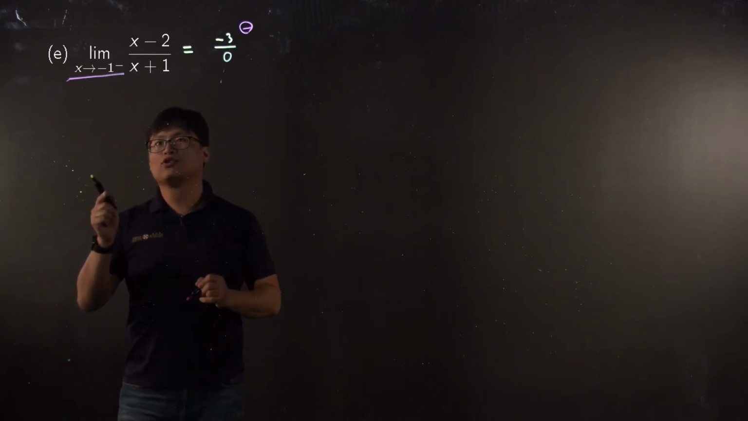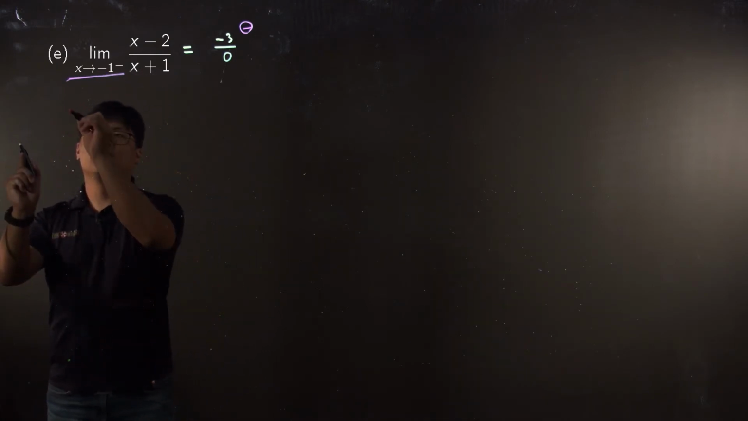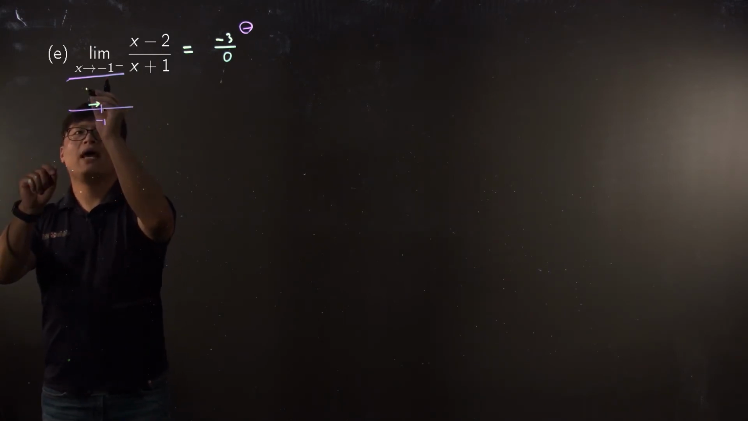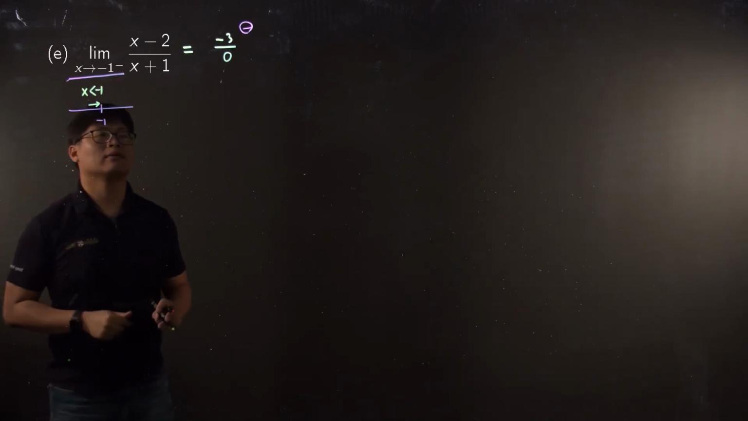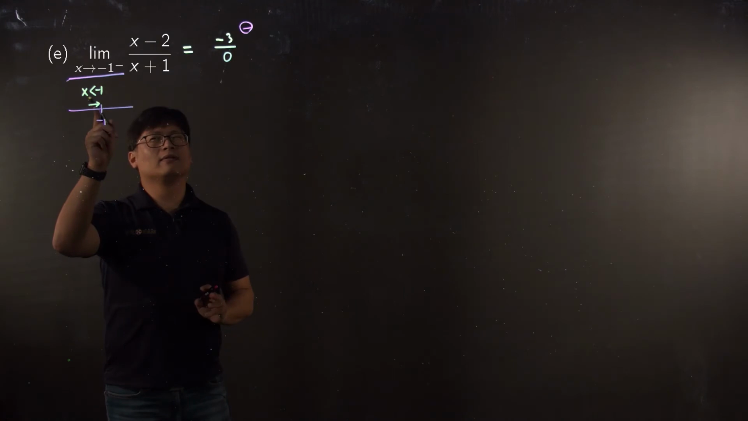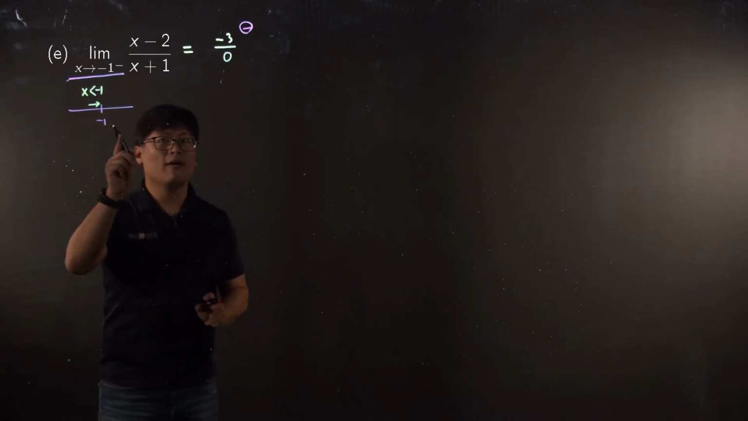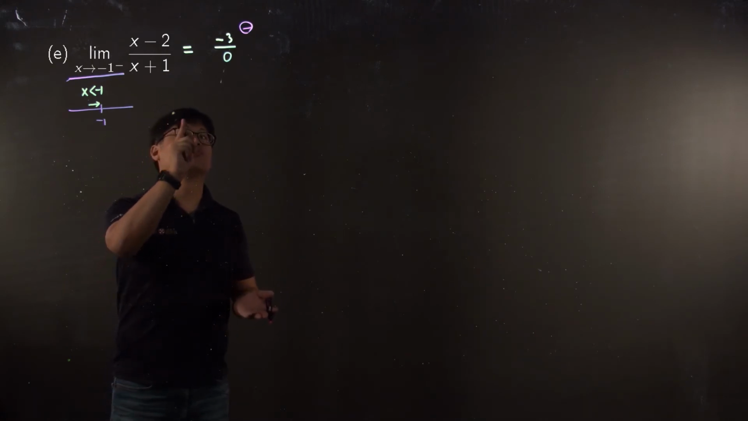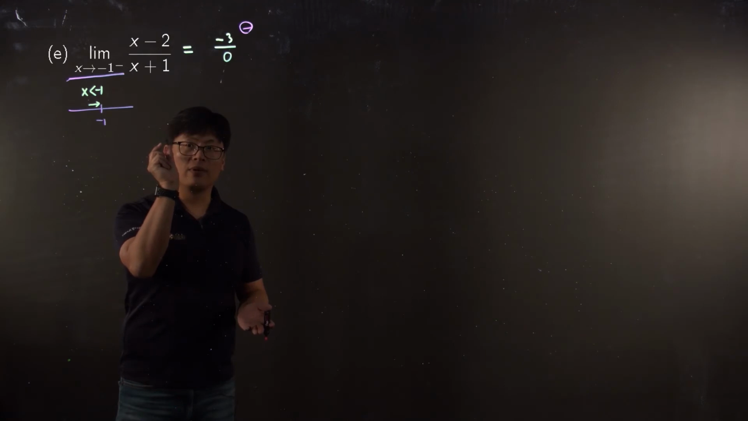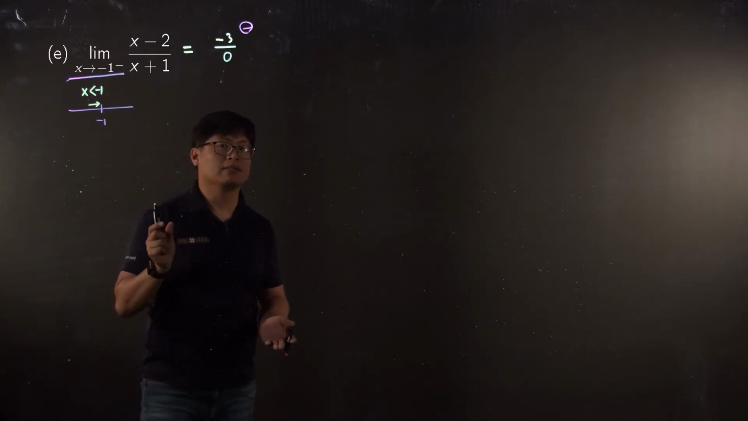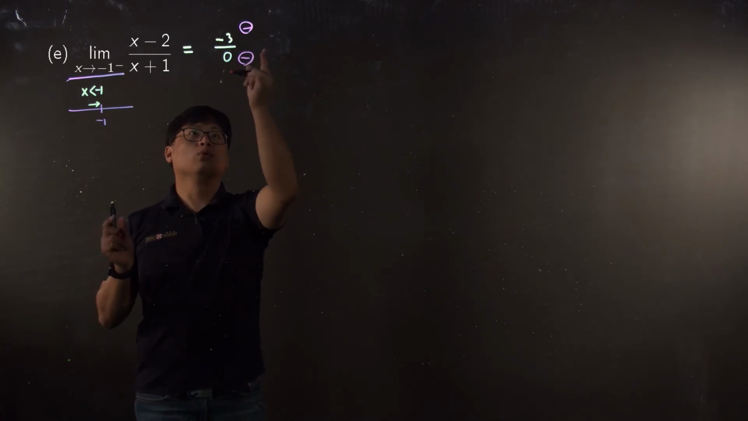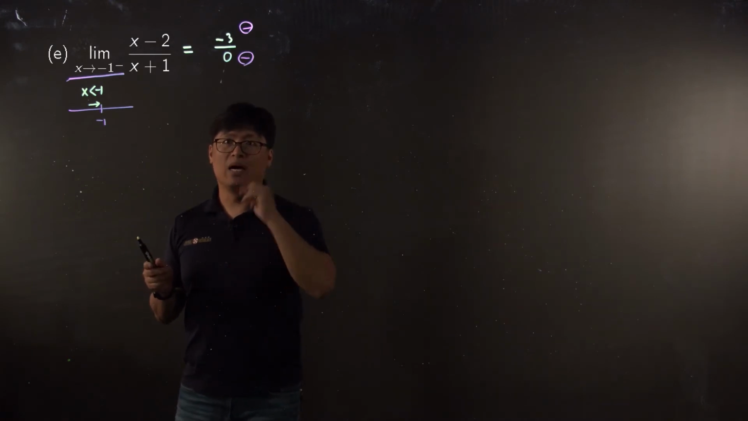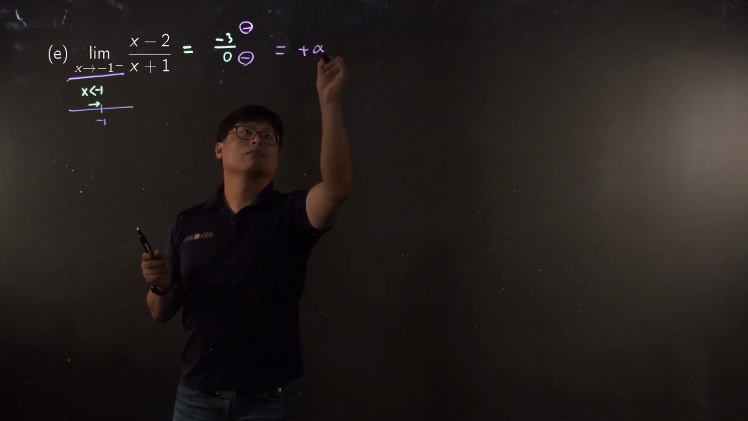Here we go. x goes to negative 1 from the left-hand side, right? Which means negative 1 is here, and your x is approaching this way, which means x is less than negative 1. When you plug in any number which is less than negative 1 and close to negative 1, for example negative 1.1, on your denominator, negative 1.1 plus 1 is a small negative number. Does it make sense? It cannot be positive. So this 0 is negative. Whoa! I have a negative over a negative number, then your answer must be positive. So this is your answer.